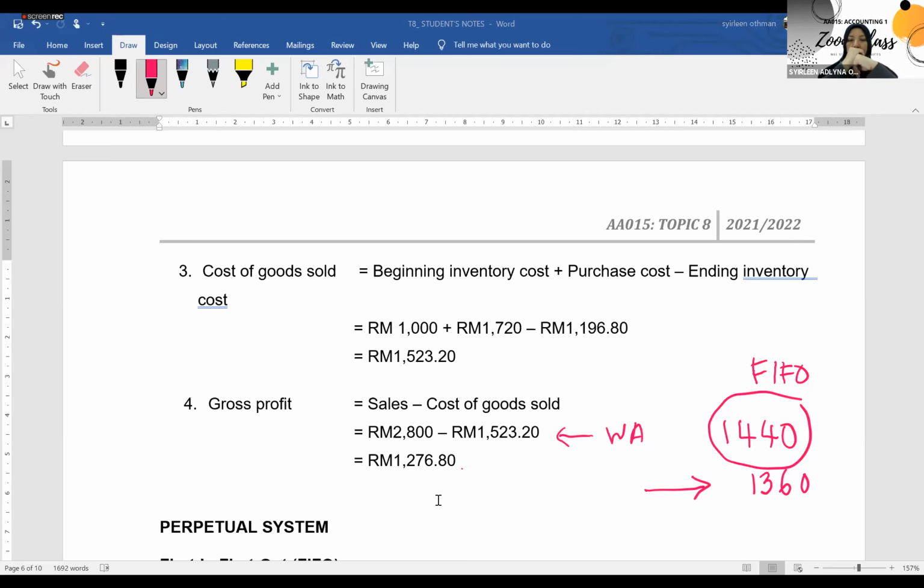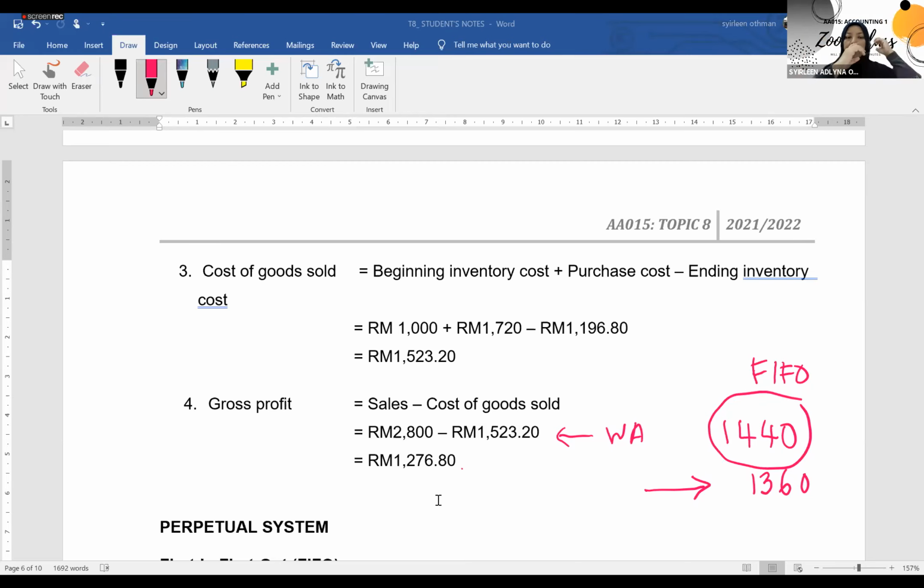Madam, masa ujian kita perlu tulis rumus ke? Tak, rumus tak ada markah, Tiffany. We can go straight to the calculations. Tapi untuk orang yang tak berapa cekap, you still need to write sebab baru you boleh cari benda tu.